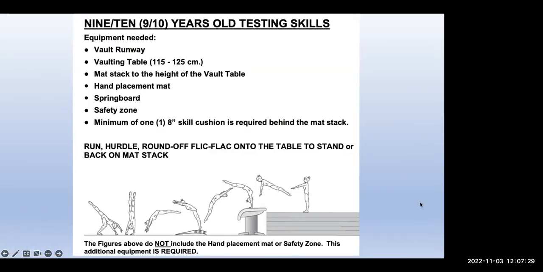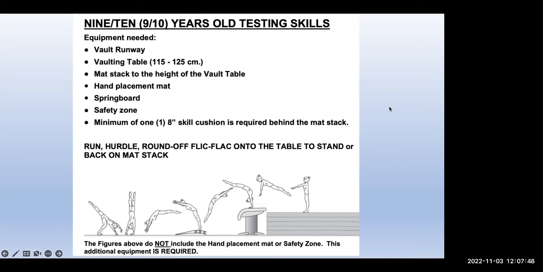Okay, so now we'll move to the 9 and 10-year-old vault. So their vault is different. They do have a little different equipment because they're using the vault table now. So they're going to use the vault table, and the height of the vault table, 115 to 125.